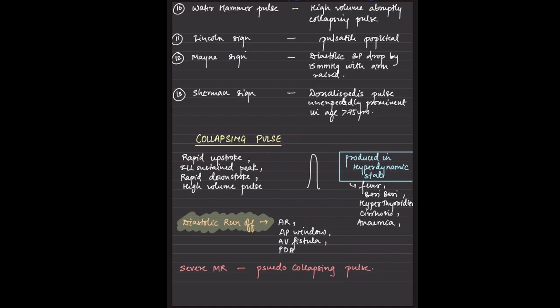Coming to the collapsing pulse, how will you describe it? There would be an upstroke, then an insistent peak, then a downstroke, and it is high volume. The collapsing pulse can be present in normal individuals with hyperdynamic states. That means it can be in anemia, in pregnancy, in fever, in beriberi, thyrotoxicosis. Then diastolic runoff, that means the blood is coming back, right? It is not only seen in AR, it is seen in AV fistula, and in PDA also. In severe MR, it is a pseudo-collapsing pulse.